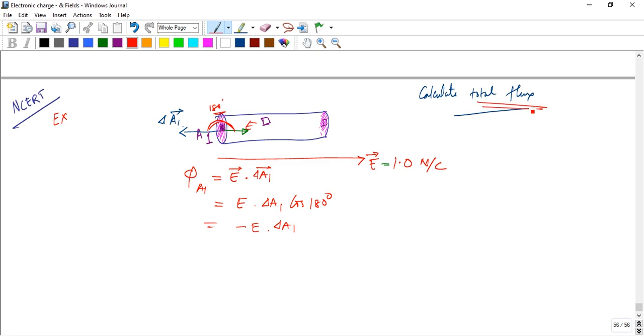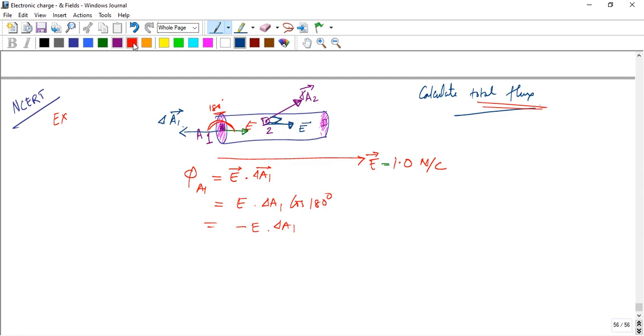Total flux: there are three surfaces. There is the left or front face, and here surface 2. The area vector delta A2 is normal to the surface. The electric field, see carefully, is in that direction, E. This is a curved, 3D surface, so delta A2 is coming out of the paper, out of the board, and that angle is 90 degrees.